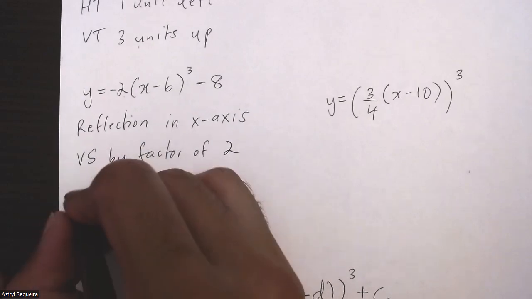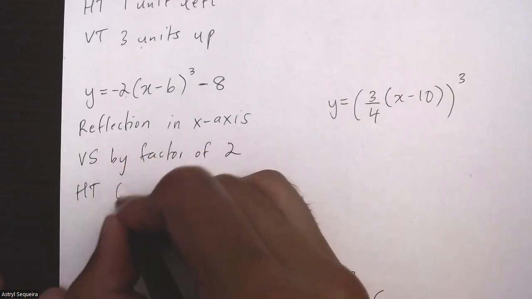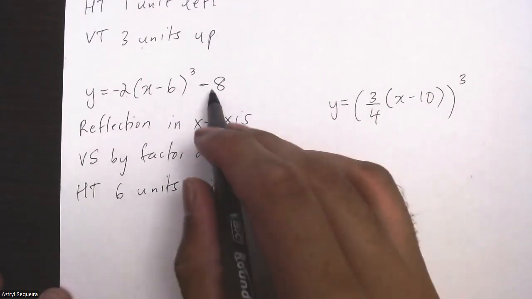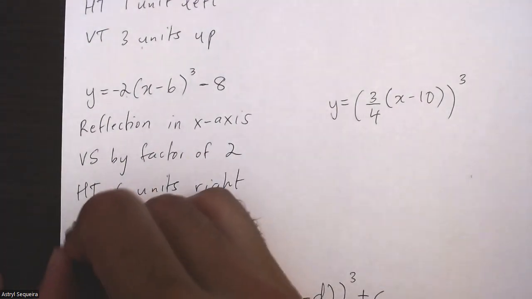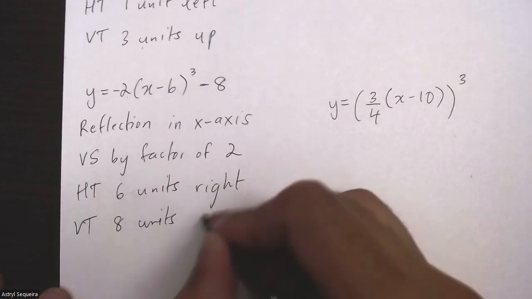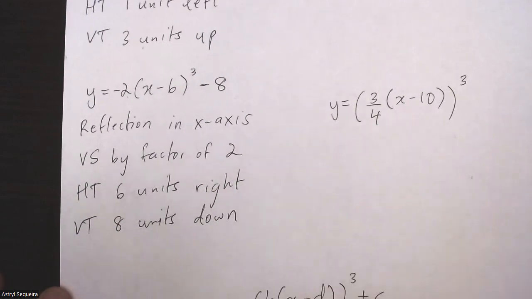Negative 6 is a horizontal translation, 6 units to the right. And negative 8, that's going to be a vertical translation, 8 units down.